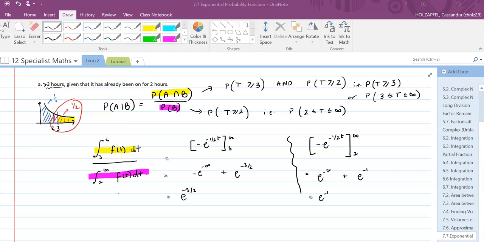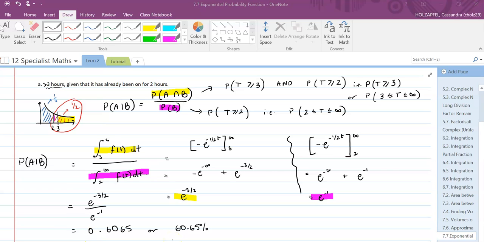I've used that integral function from before, and for this one we've gone from 3 to infinity. This one is the same, except we've gone from 2 to infinity. This was my answer from before in yellow, and this was my answer from before in purple, so this entire area here. Now we substitute that back into the formula for P of A given that B has occurred, and that's going to be equal to e to the power of -3 over 2, divided by e to the power of -1. I'm just going to pop this in my calculator.